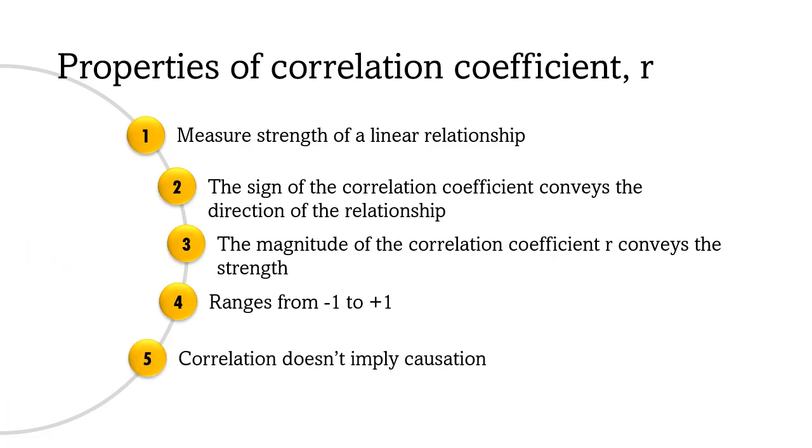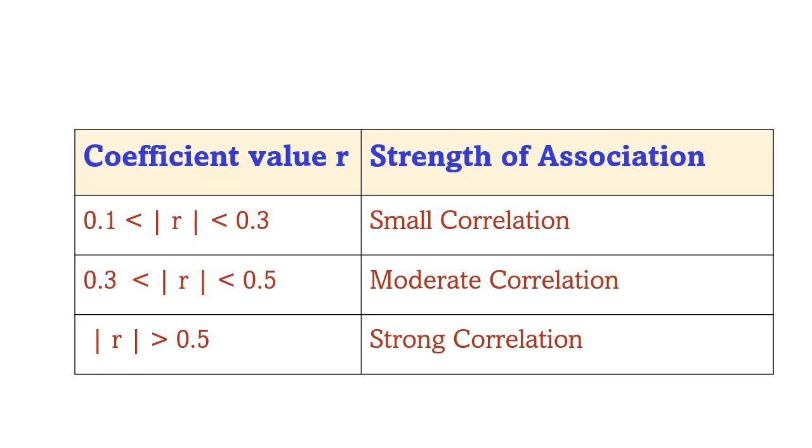To label a variable as a causal factor of the another variable, we need to fulfill the criteria of causality, which will be covered in a separate session. So even if the strength is very strong, it doesn't imply that this is causal in nature. So while interpreting the correlation coefficient, we have to be careful regarding the causality, that it never implies causal association.